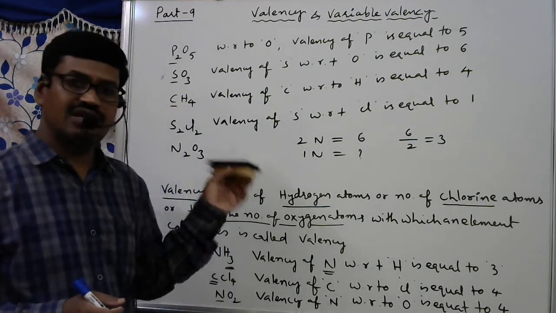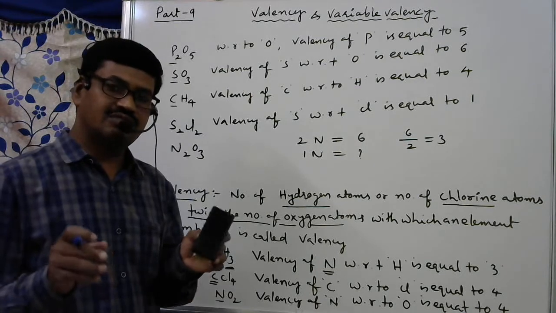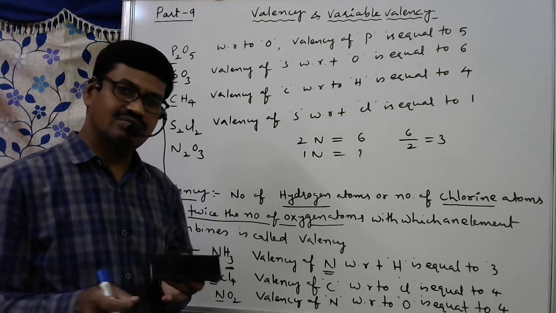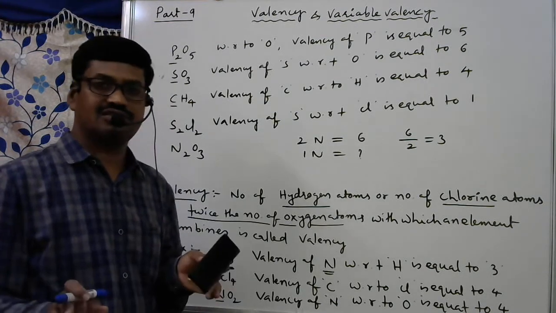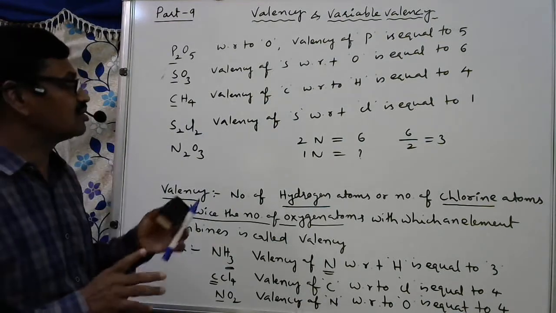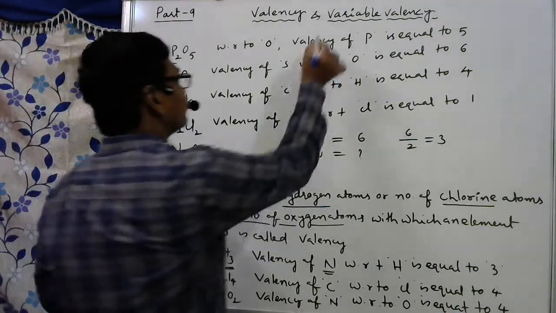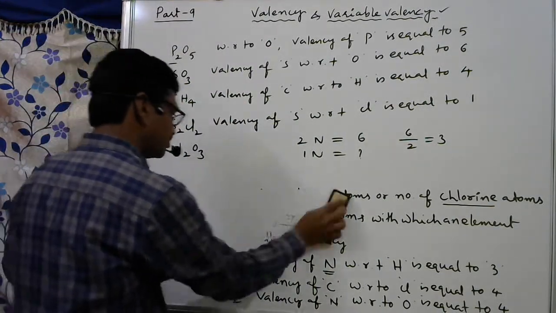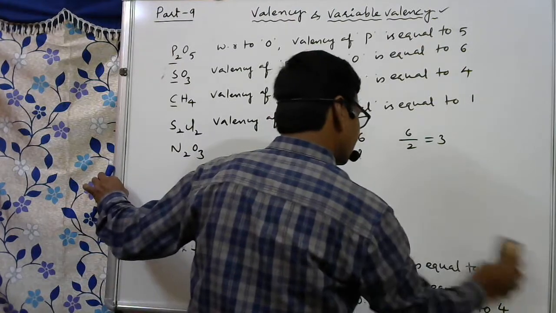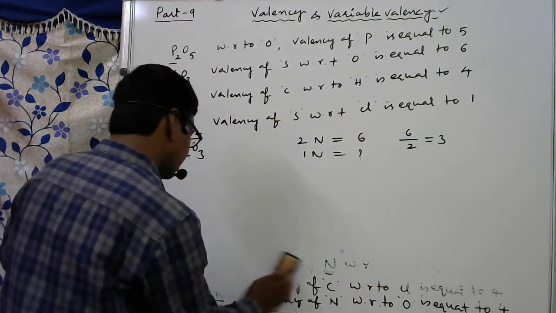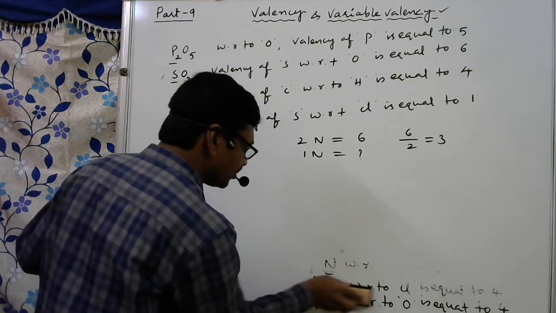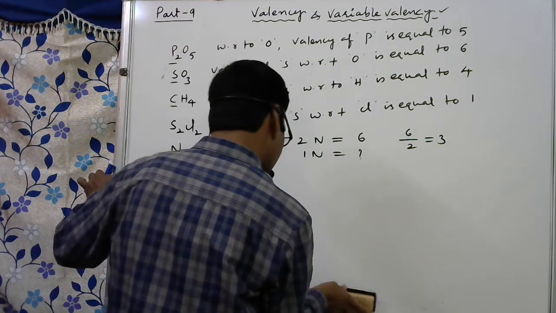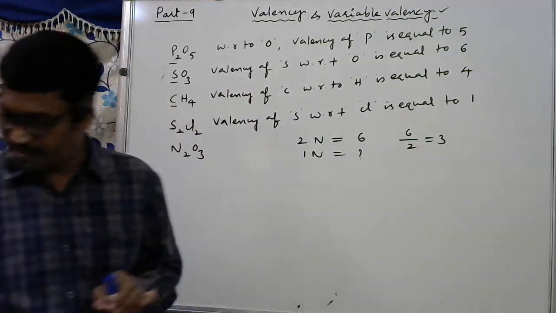But this valency is always a simple number. No negativeness, no positiveness. Never zero. Never a fraction. So that you have to remember. This is about simple valency. And next, one more term, that is variable valency. Now we'll discuss variable valency. Variable valency is nothing but showing more than one combining capacity, or valency.